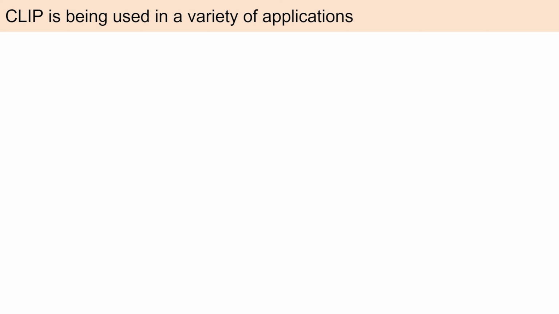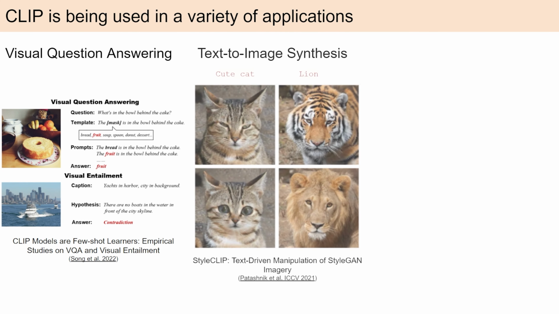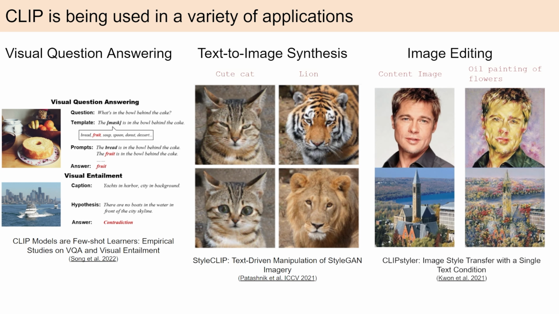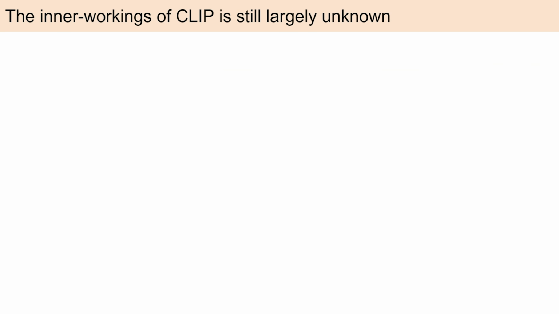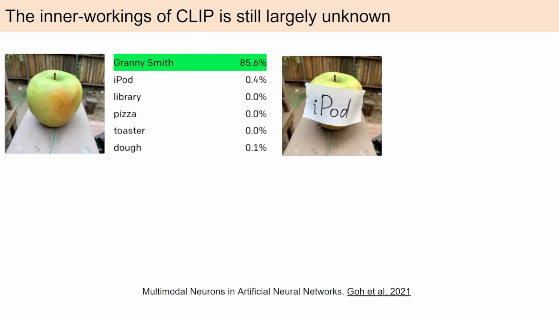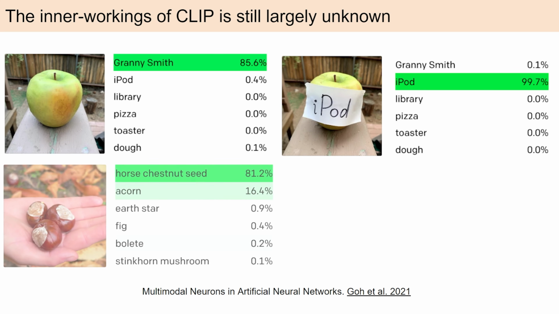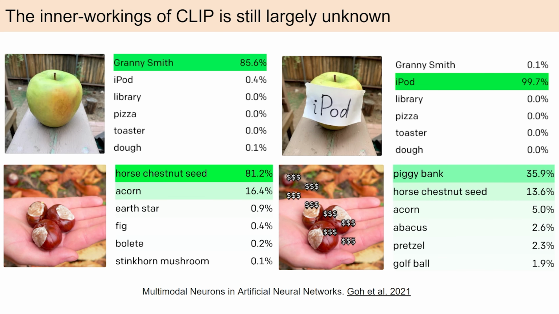Foundation models, such as OpenAI's CLIP, are powering many downstream tasks, from visual question answering and text-to-image synthesis to image editing. But the inner workings of CLIP are still largely unknown. For example, OpenAI found that CLIP can be fooled by typographic attack. Putting a small piece of paper with text written on it will change CLIP's prediction. Here, from Granny Smith to iPod, or chestnut to piggy bank. But what makes CLIP change its prediction?